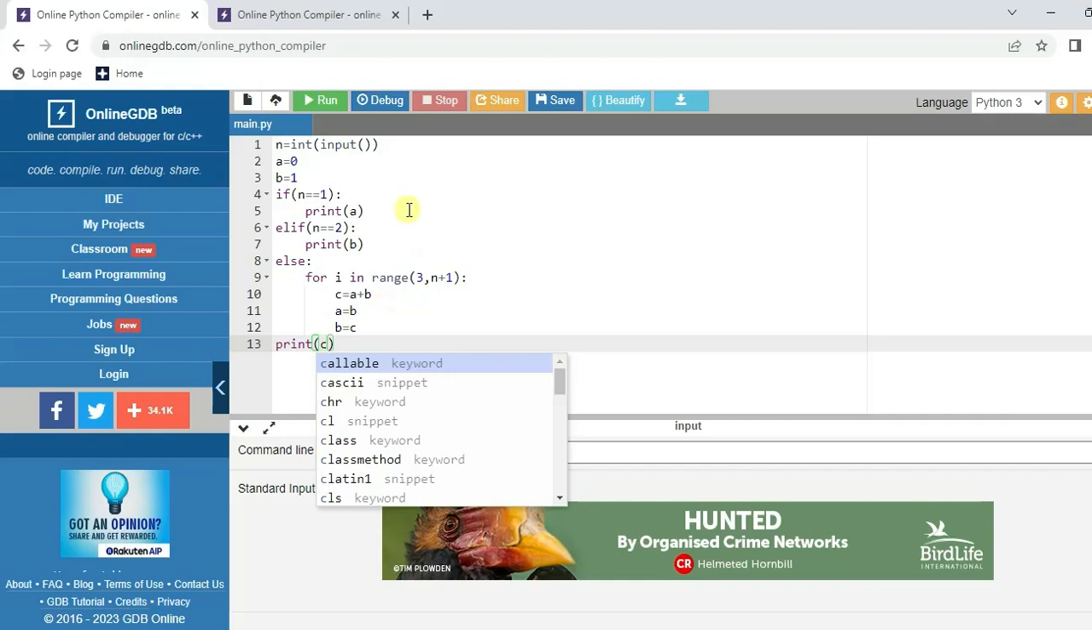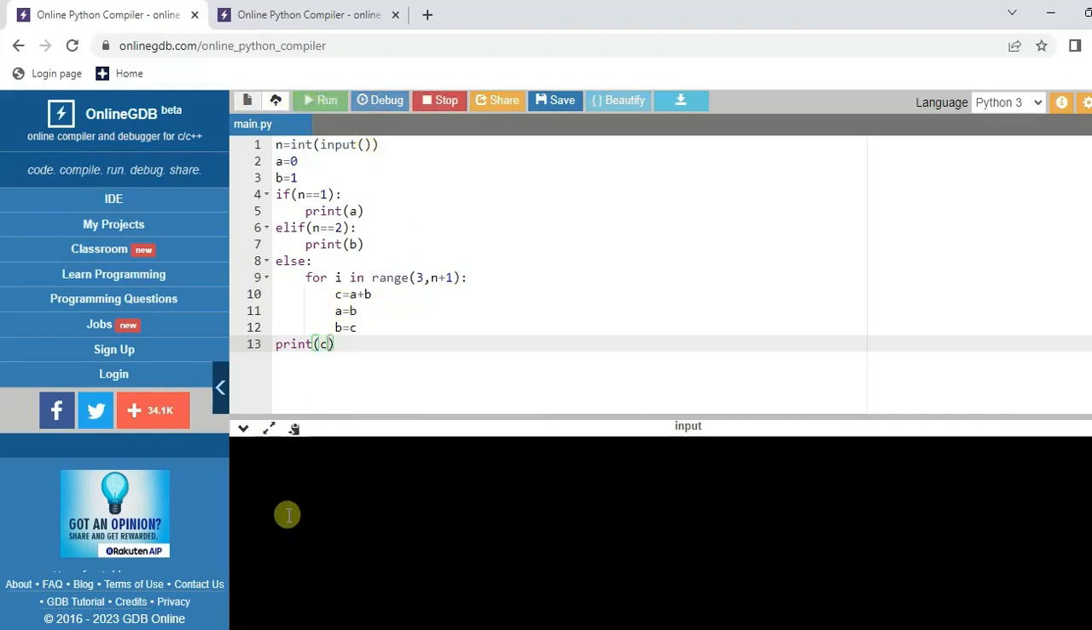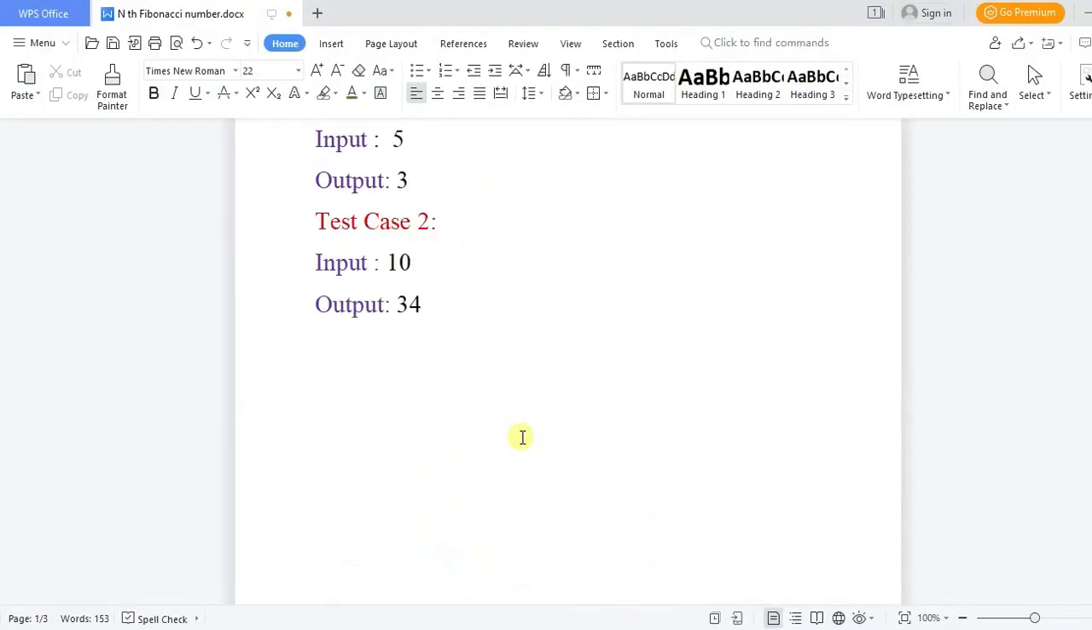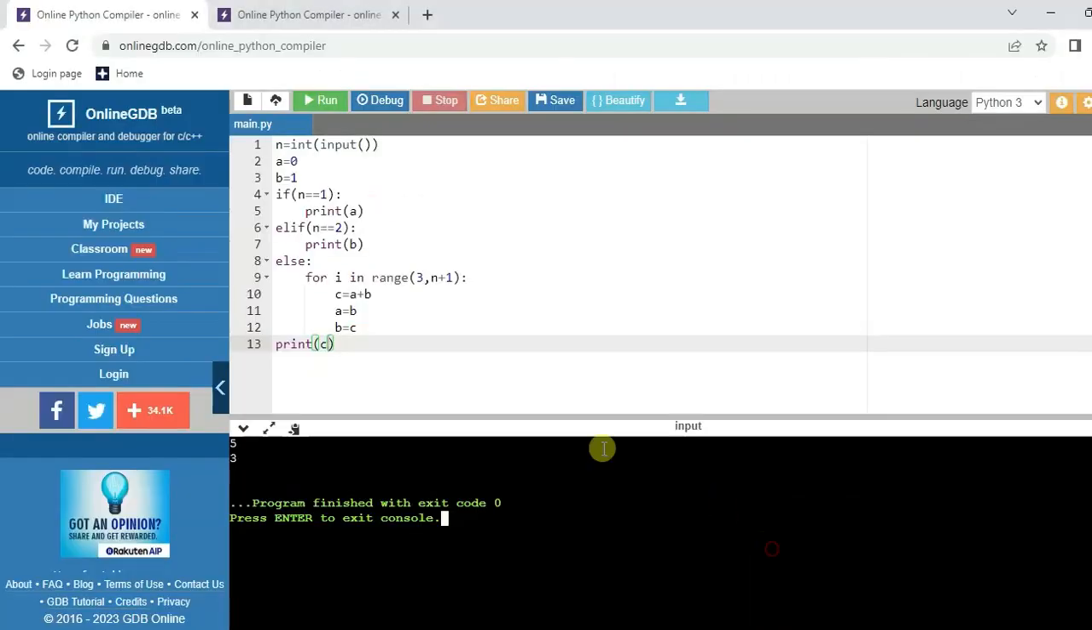Okay. Let's check. Let's give 5. What is the number? 3. Let's check once what are the test cases. 5, okay, 10th number we need to check. Again I run the program. 10, the answer is 34.